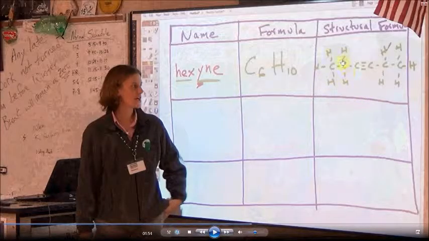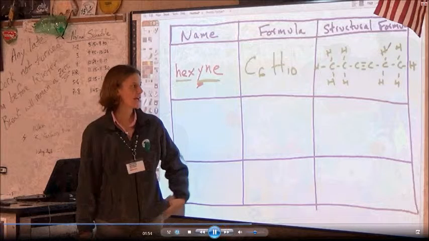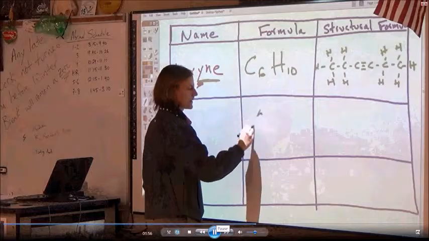And do I have 4 lines touching every carbon? I do for this one, I do for this one. This one is fine too. It's got 3 on the right, 1 on the left. This one's got 3 on the left, 1 on the right. That's fine, that's fine. So we have followed all our rules, and that is a perfect example of hexyne.